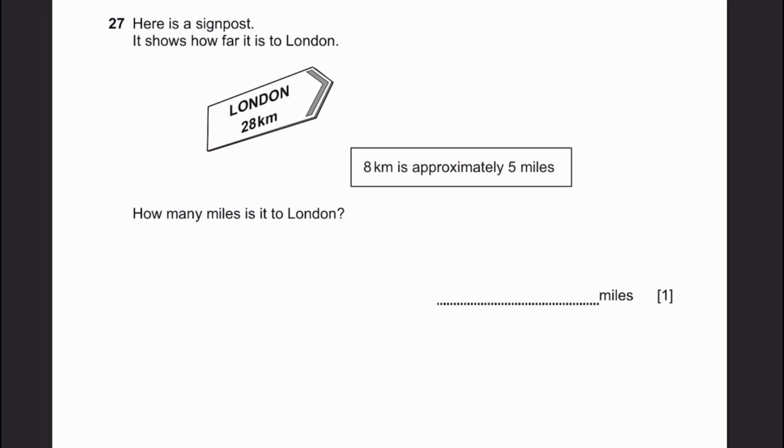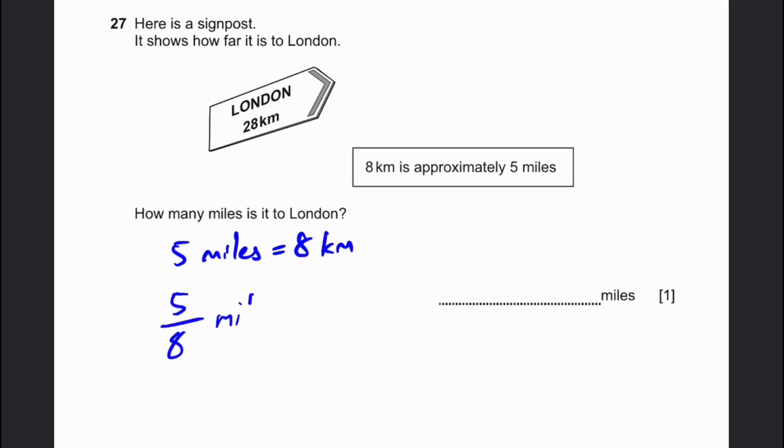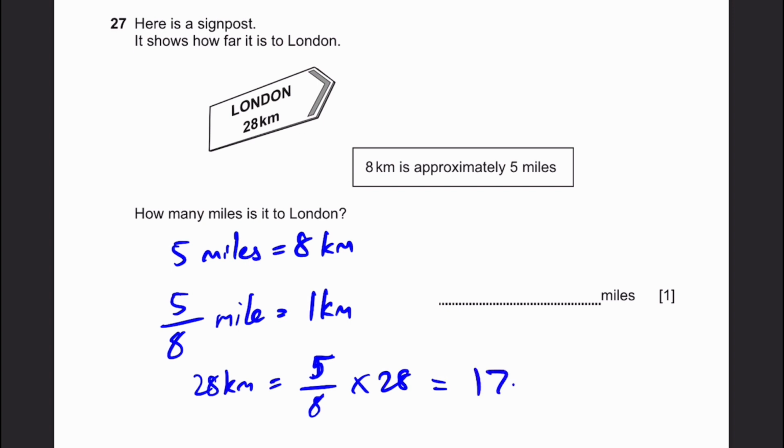Question 27. Here's the sign first. It shows how far it is to London. How many miles is it to London? It's 28 kilometers away. 8 kilometers is approximately 5 miles. So how many miles? 5 miles equals 8 kilometers. That means 5 by 8 of a mile equals 1 kilometer. And 28 kilometers will be 5 by 8 into 28, right? And if you do that correctly, you get it as 17.5 miles approximately, since 8 kilometers is only approximately 5 miles and not actually. So that's the answer.